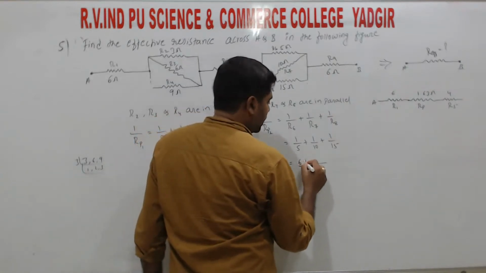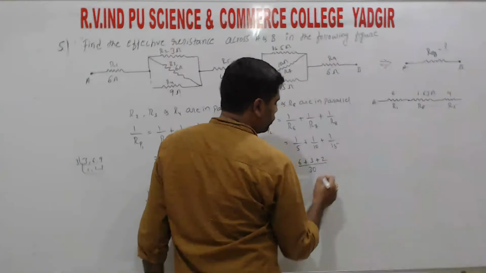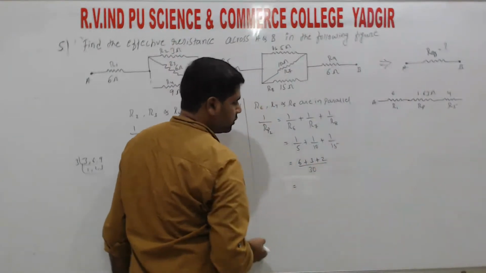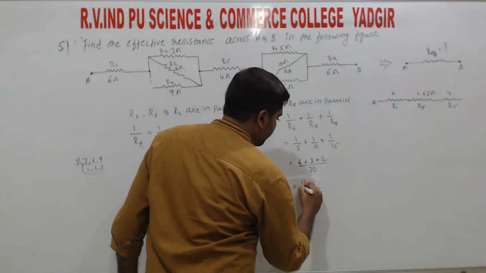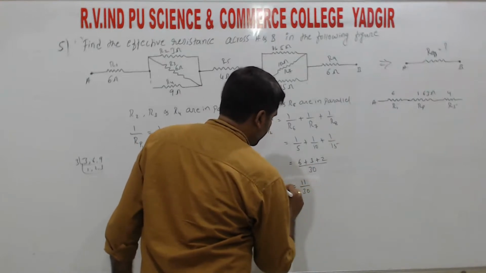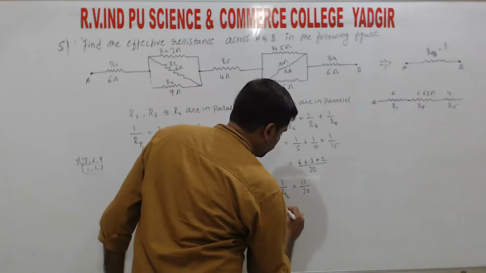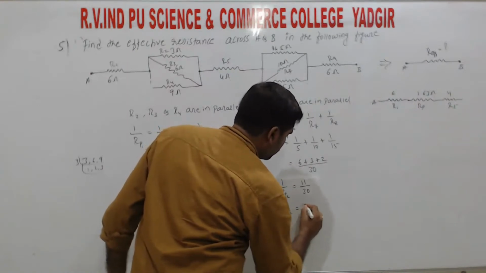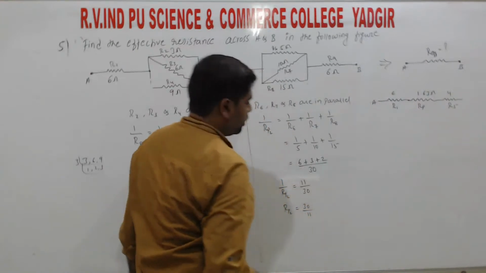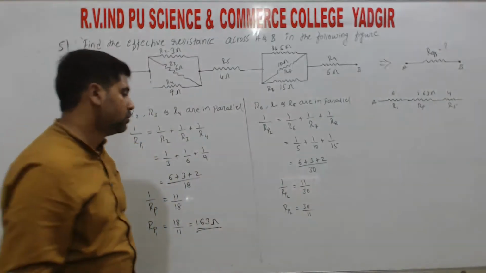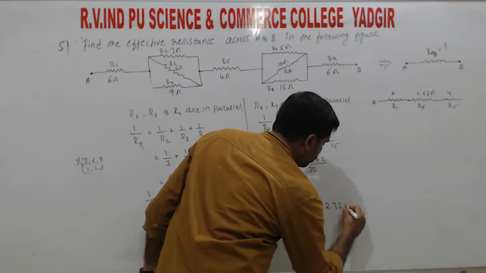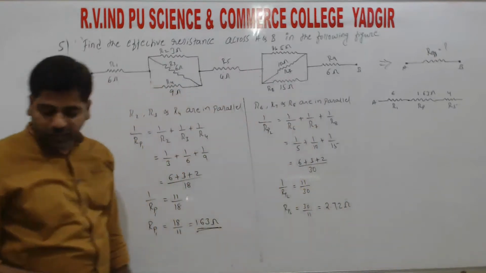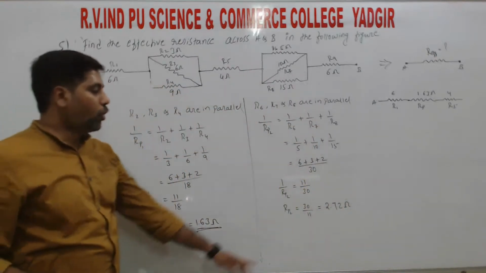So 5 6s are 30, 10 3s are 30, 15 2s are 30, right? So 6 plus 3 plus 2, that is 11 divided by 30. So we get 1 divided by RP2, so RP2 is equal to 30 divided by 11, right? So we get 2.72 ohm. If we simplify that value, we get 2.72.